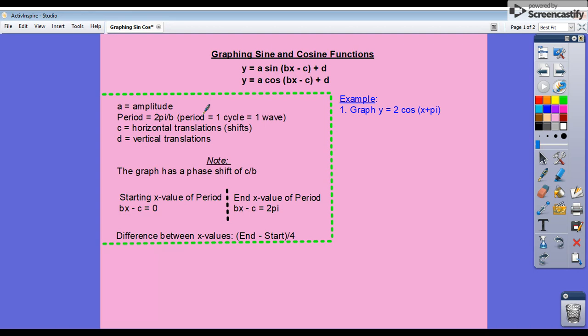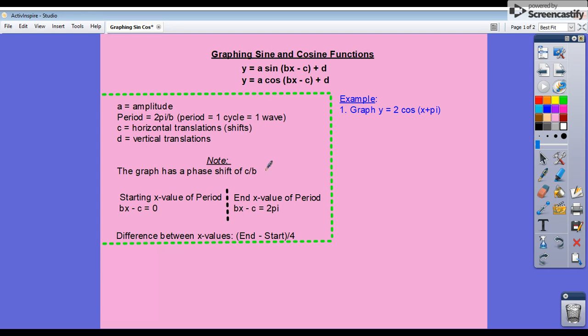So once we know what one period looks like, we know what the rest of the graph is going to look like. C, anything added or subtracted in the parentheses, tells us a horizontal shift, and that's not any different in a trig graph. Same thing with D, anything added or subtracted outside of the parentheses tells us a vertical translation. So make a note of the following things.